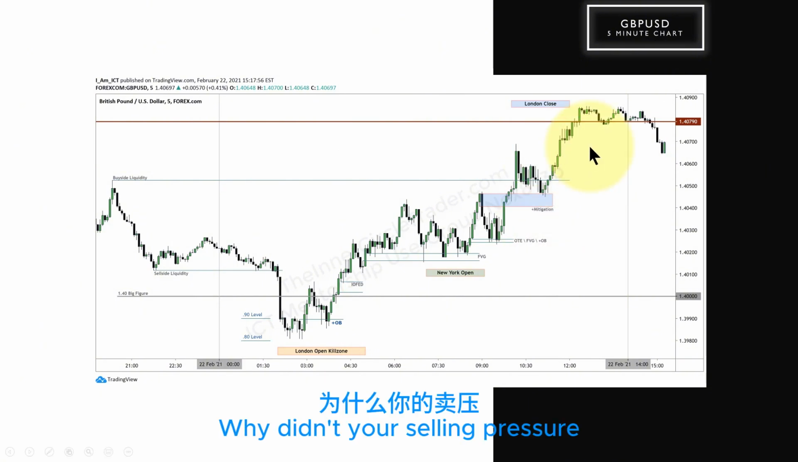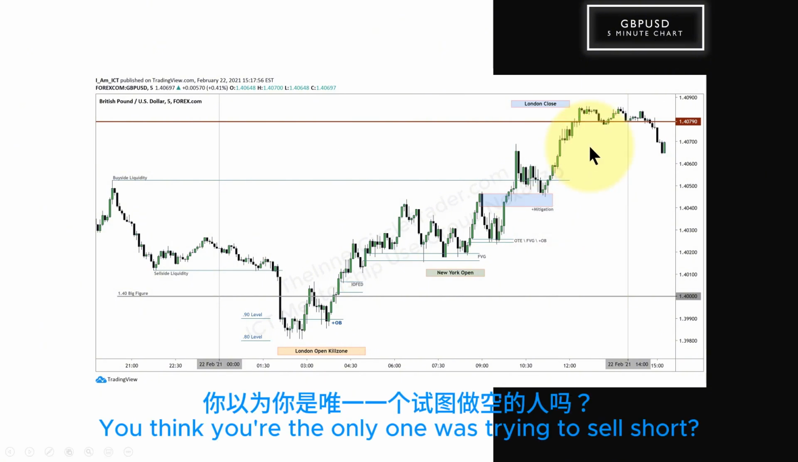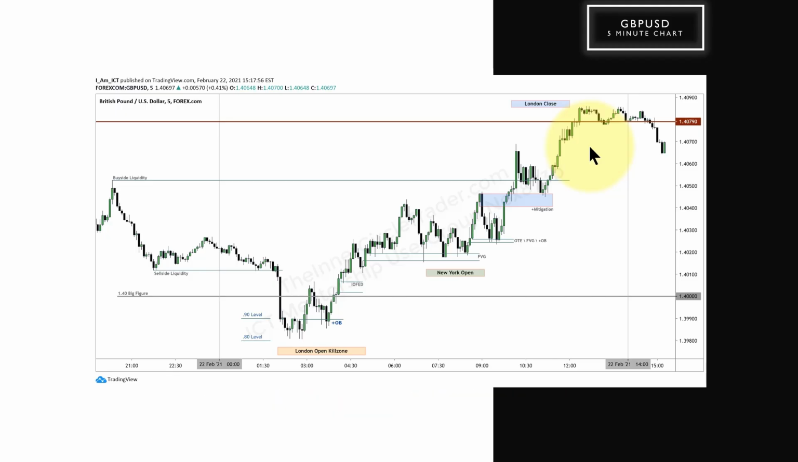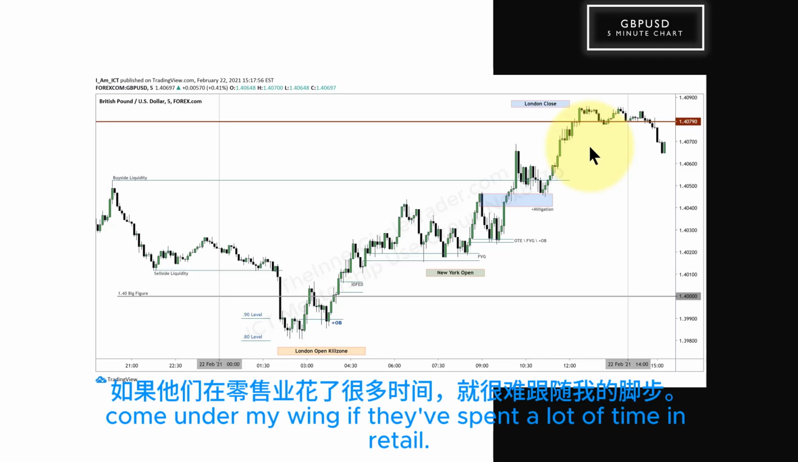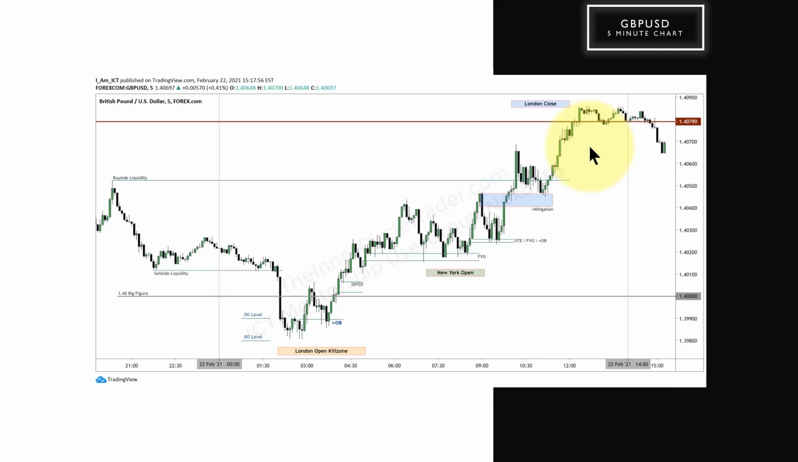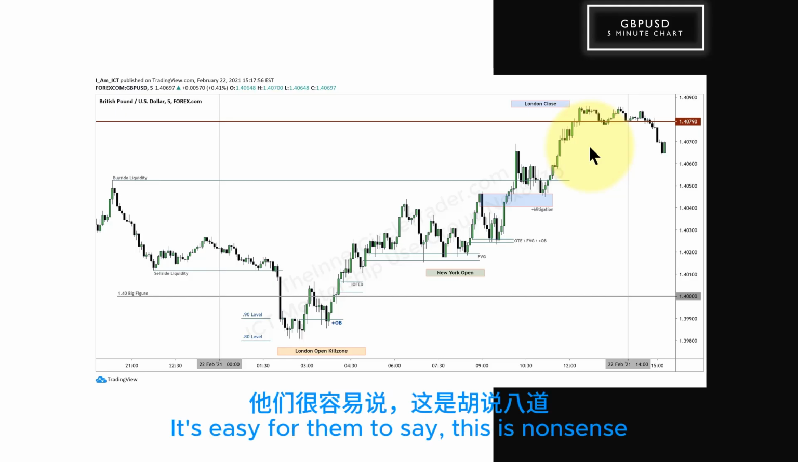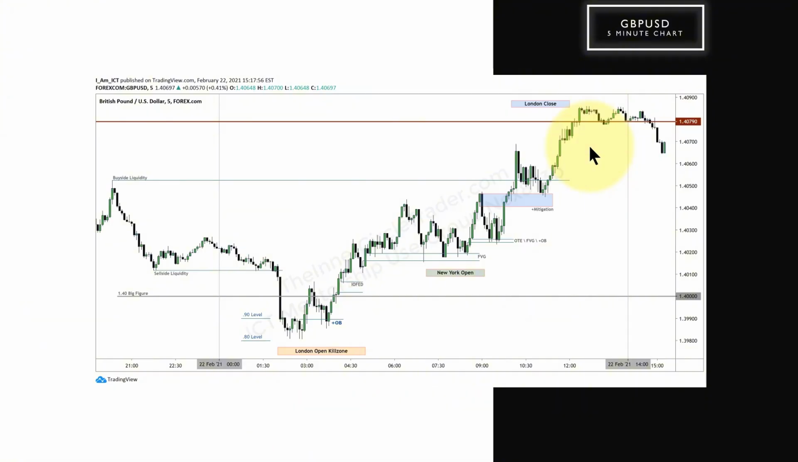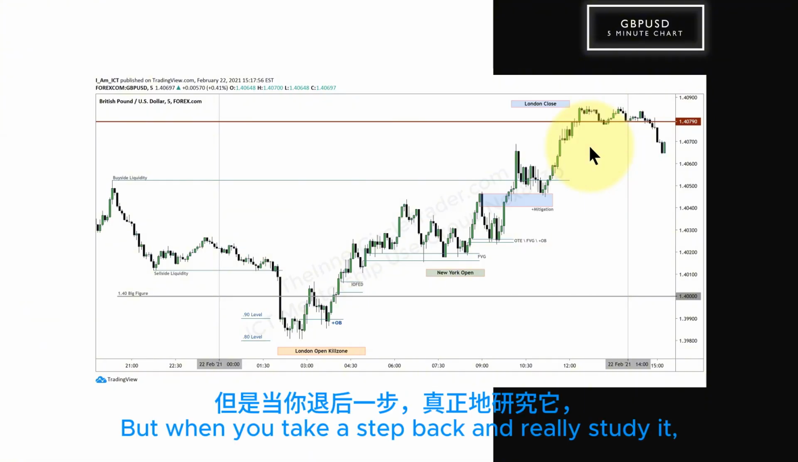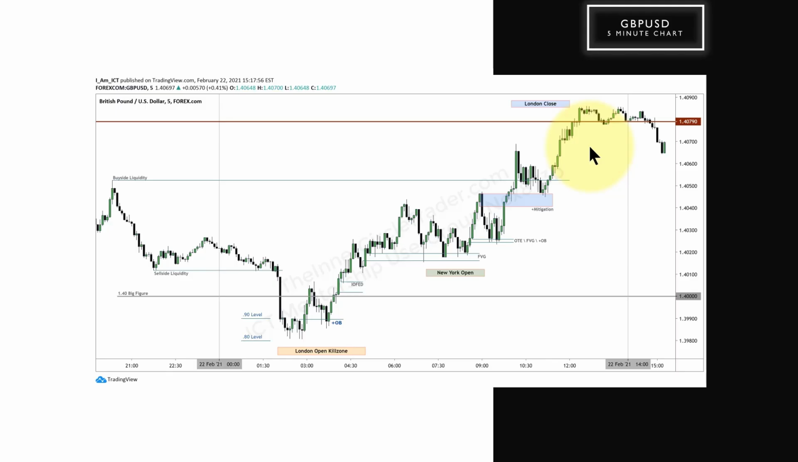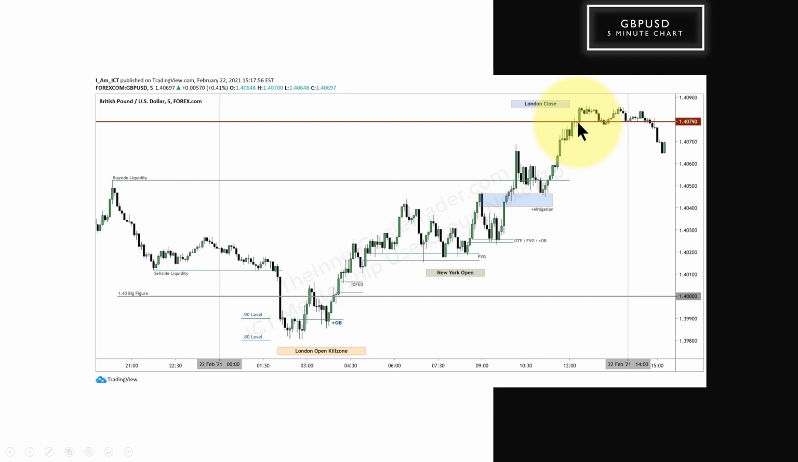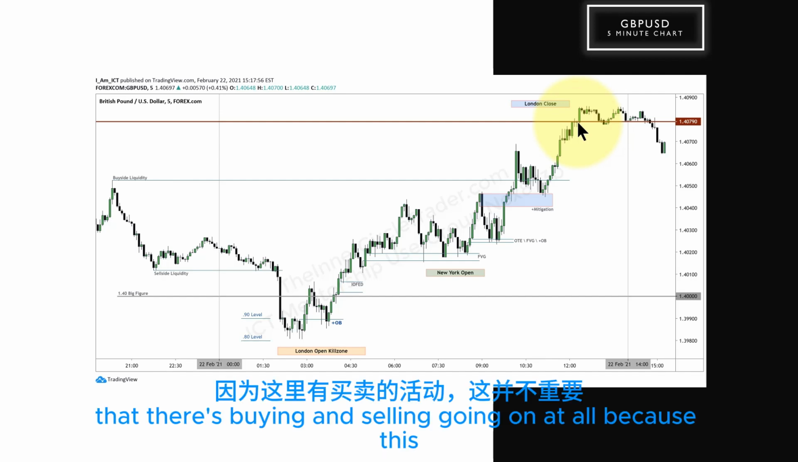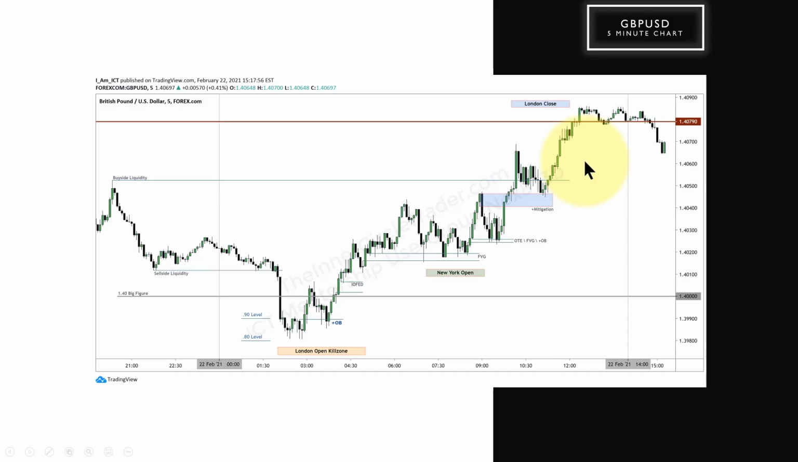Why didn't your selling pressure have any effect? You think you're the only one that was trying to sell short? This is why it's hard for people to come under my wing if they've spent a lot of time in retail. It doesn't make sense. It's easy for them to say this is nonsense because it's uncomfortable. But when you take a step back and really study it, it's the repricing higher that continuously happens, and it does not matter that there's buying and selling going on at all, because this game is not for you.